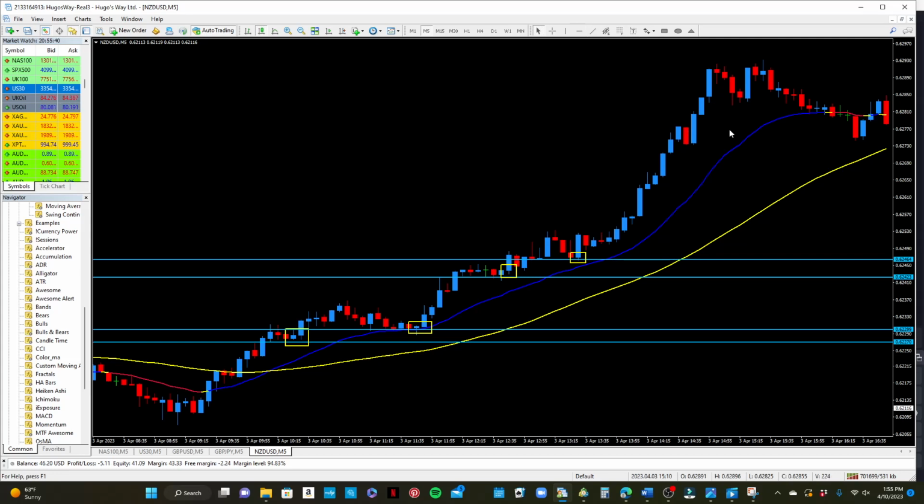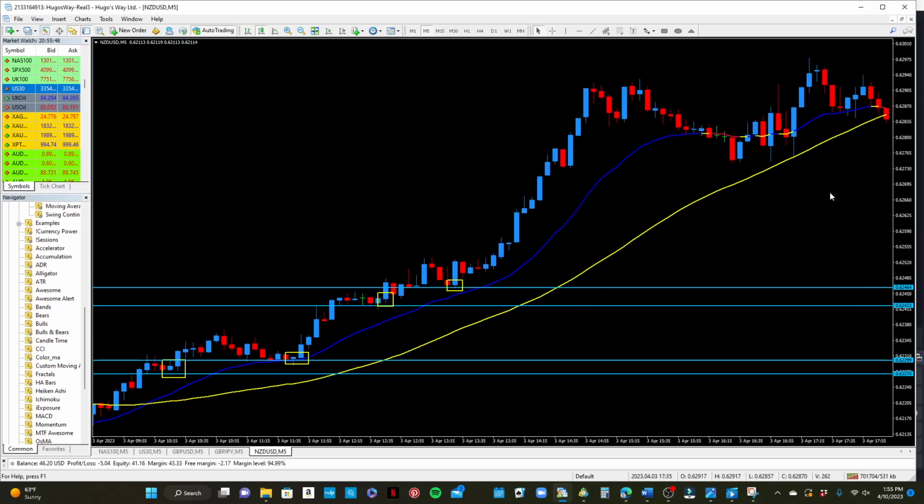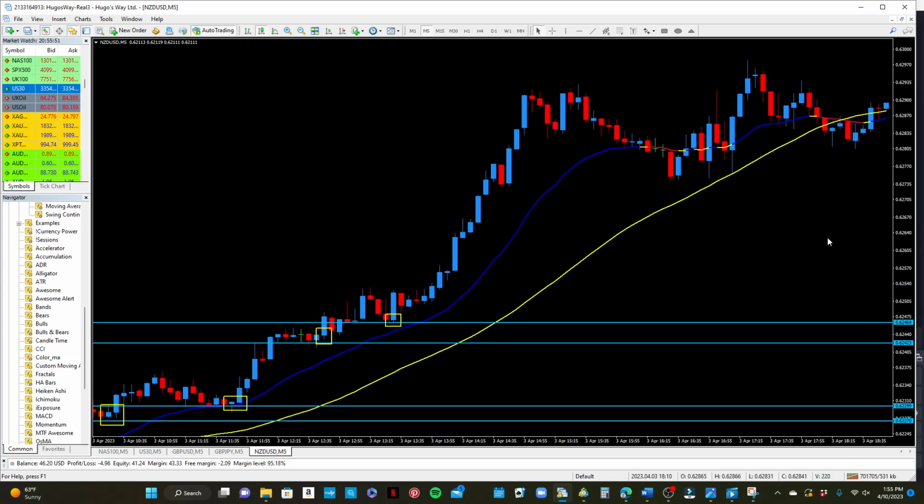I'm not looking for nothing else because why? My 20 moving average is starting to curve off. Even though my 50 is still going up a little bit, it's starting to curve and bend. Now it continues to go back up, but look at this huge, huge rejection. And you don't want to give any money back to the markets. So at this point here, I'm done. I'm out. I'm not doing anything else.